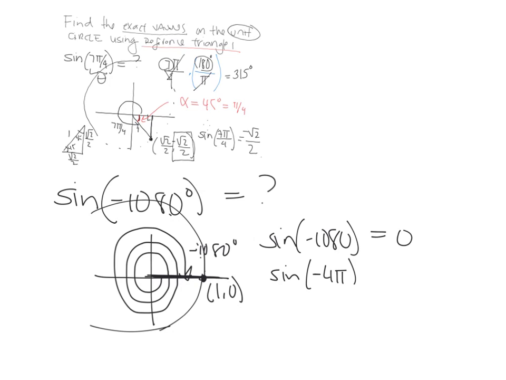Let me get my pointer. So here, this would be negative 2 pi. And then we would have negative 4 pi, which is the same position as 1080. Okay, so that's the two problems that I wanted to do.